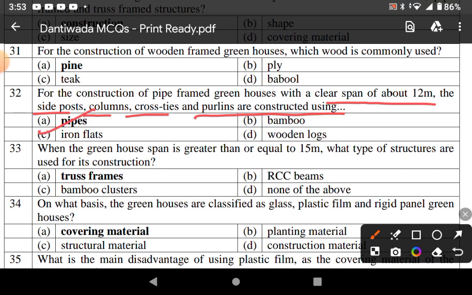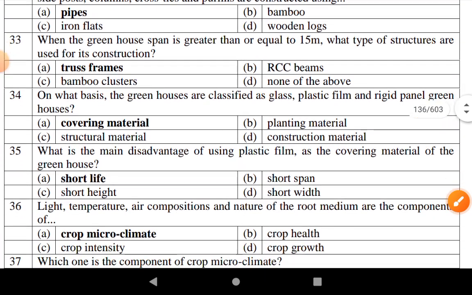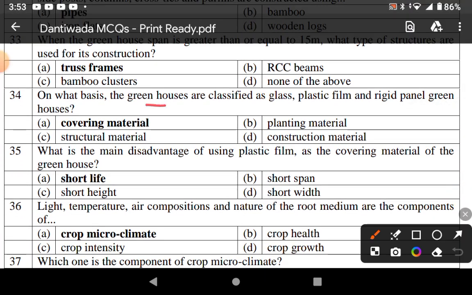When the greenhouse span is greater than or equal to 15 meter, what type of structure is used in its construction? Truss frame. On what basis greenhouse are classified as glass, plastic and rigid panel greenhouse? Its covering material. What is the main disadvantage of using plastic film as covering material of the greenhouse? It is short life.